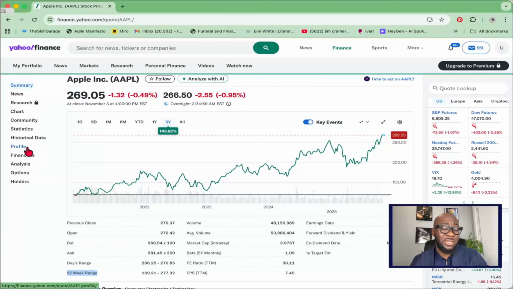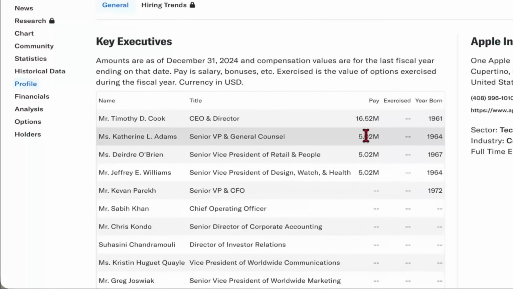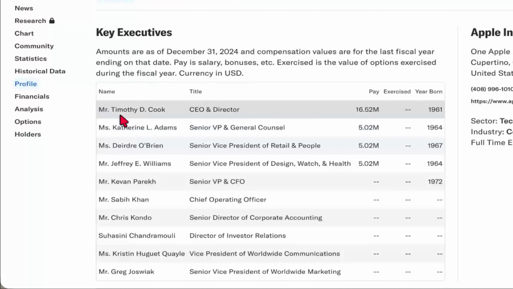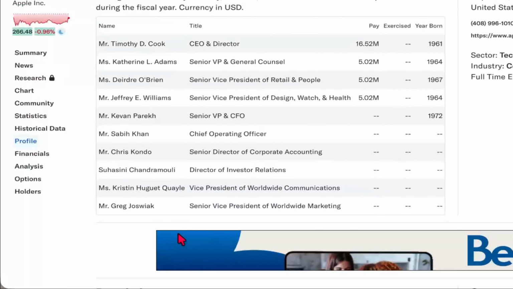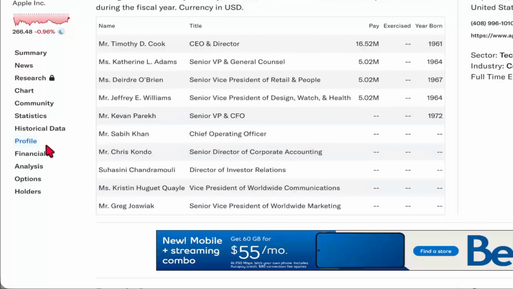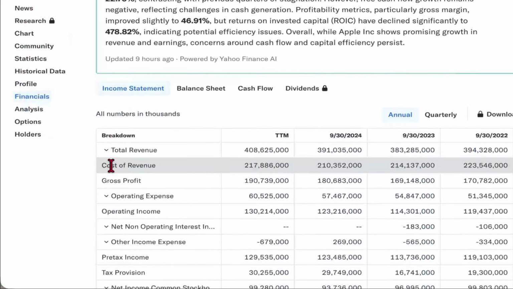So if you're interested in the ownership of the company, you want to come over to profile over here. You see the key executives, you see that Tim Cook is still the CEO, you want to see the people on the board of directors of the company, right? So you have all that information. You also want to look at the financials to see the performance over time.